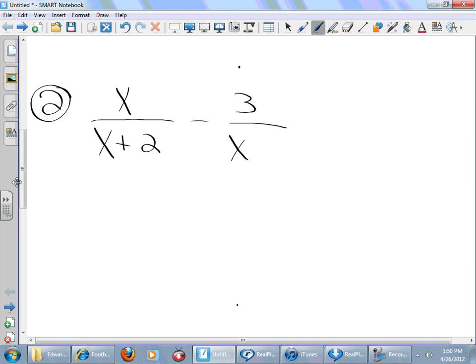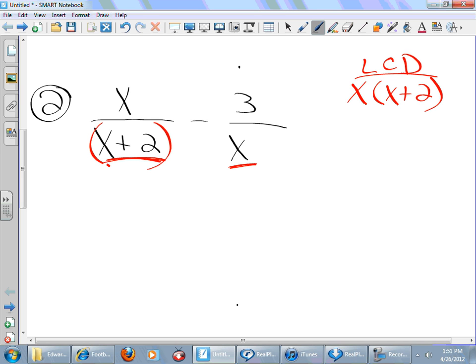Again, we're going to identify the LCD first. And right off the bat, I see I need an x. So I'm going to put an x in my LCD. That x does not take care of this x, though, because that's not an x. That's an x plus 2. So I need an x plus 2 in my LCD. Is everything in my denominators accounted for? Yep. So I'm ready to get the common denominator in my two fractions. The first fraction, I'm going to need to multiply by an x, and I'll get x squared over x times the quantity of x plus 2.